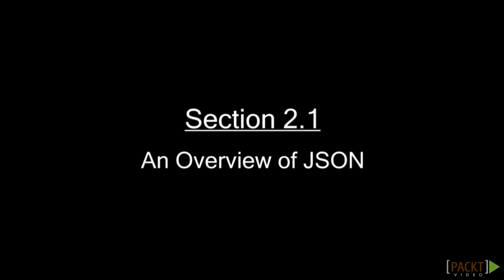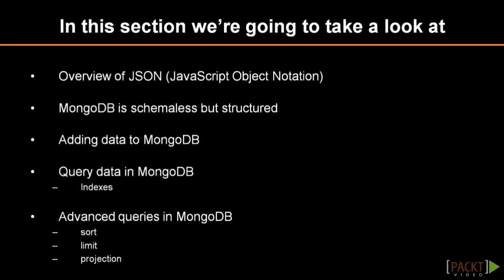In this section, we begin to explore JSON and data operations. We'll begin with an overview of JSON, which stands for JavaScript Object Notation. We then review the structured but schemaless nature of MongoDB. With that foundation, we then get familiar with the mechanics of adding and querying, including some advanced query constructs such as sort, limit, and projections.